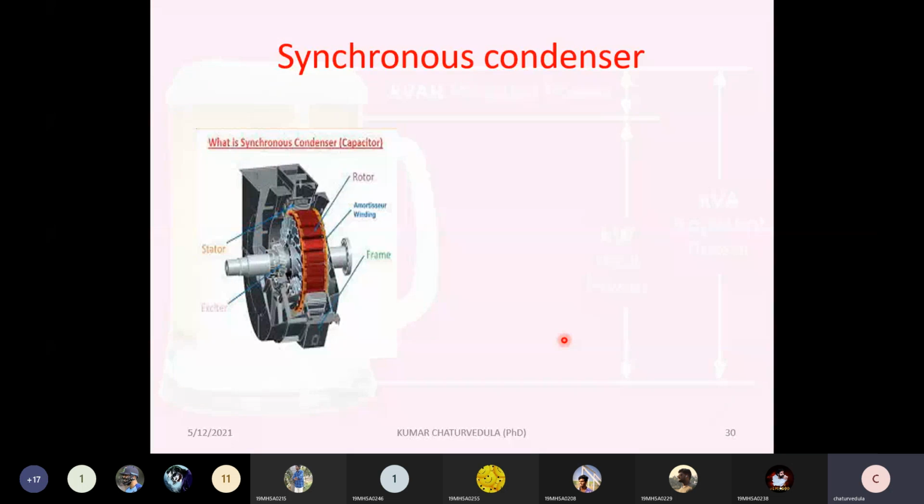Then comes the synchronous condenser. A synchronous condenser is nothing but a synchronous motor. Whenever we say synchronous motor, the input is electrical energy and the output is mechanical energy. But here in the case of a synchronous condenser, we are not going to do any such thing.